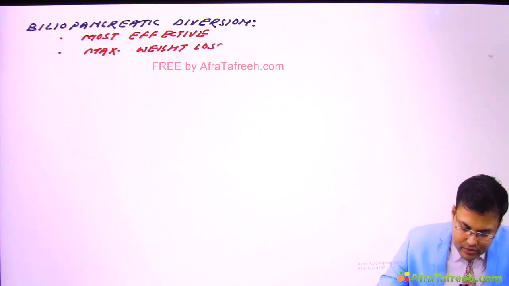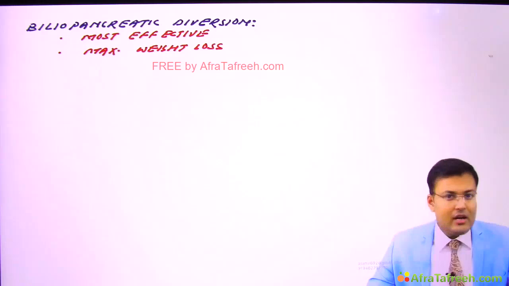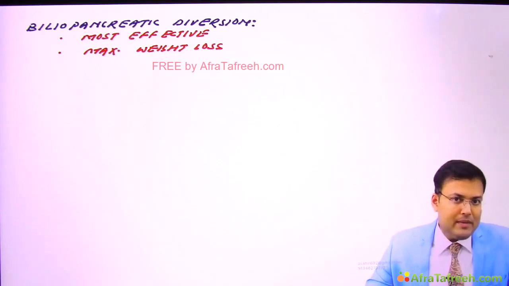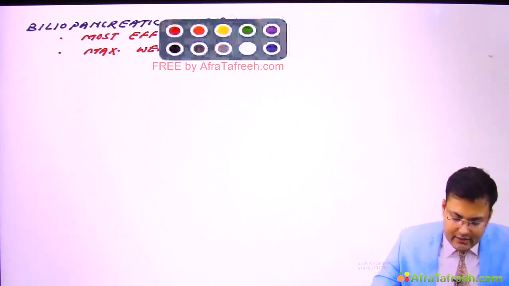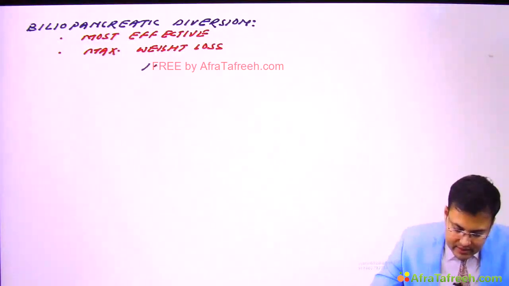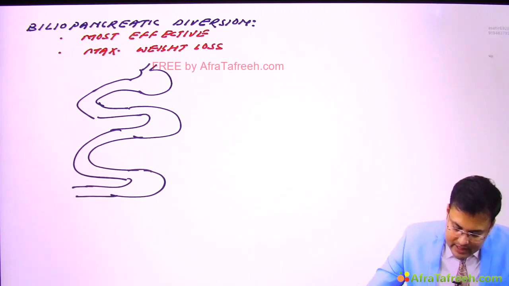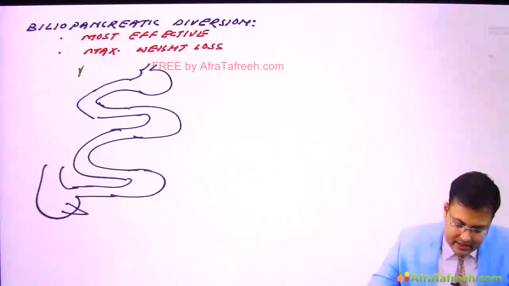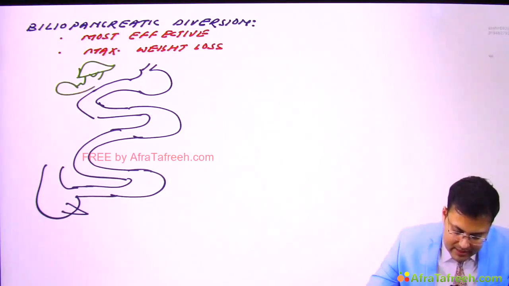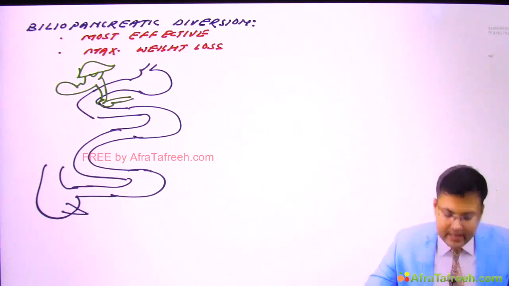It is associated with maximum weight loss. How are we going to perform biliopancreatic diversion? Have a look, it's very easy to understand. This is the stomach, this is the duodenum, this is the jejunum, this is the ileum, this is the cecum, this is the appendix. Here you can see the liver, the gallbladder, the bile duct, and the pancreas.